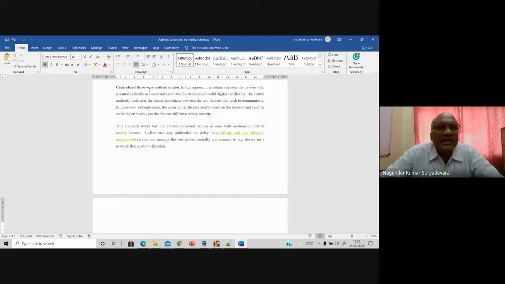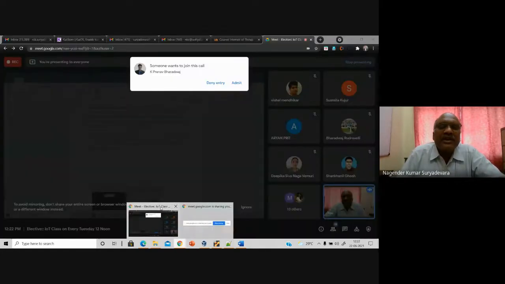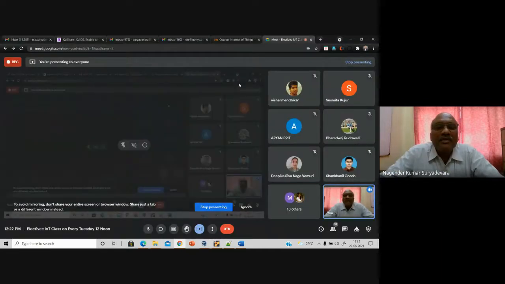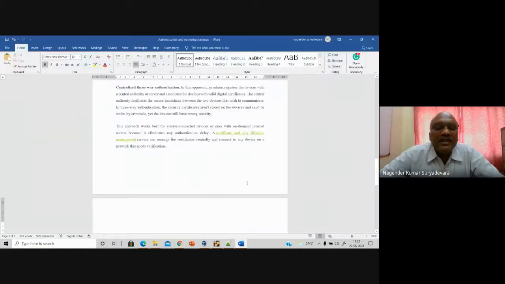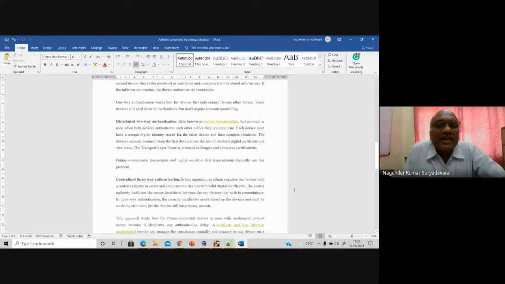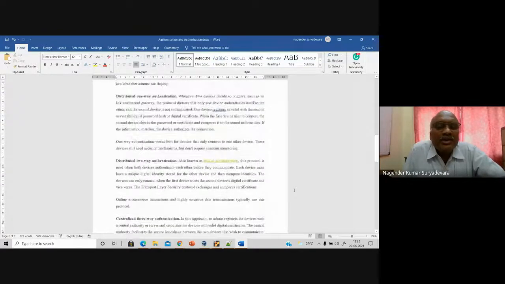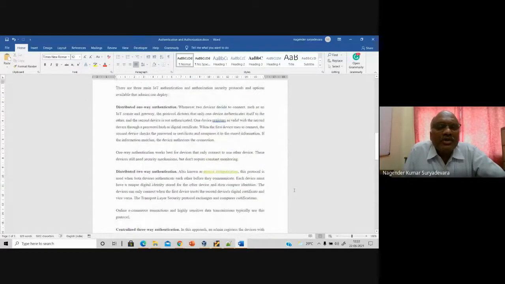Whenever a sender and the receiver have to transport data, the transportation usually takes place once the authentication is performed by the server. Once the server validates the sender and the receiver, only then does the data transportation take place. So these are the three different ways in which authentication and authorization usually take place.